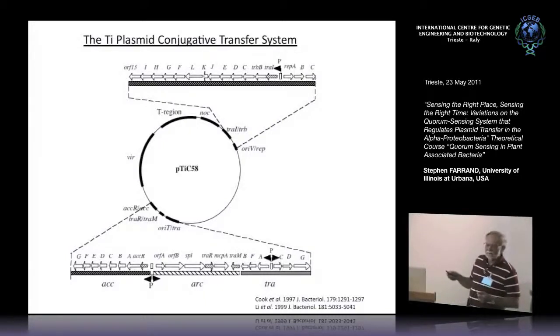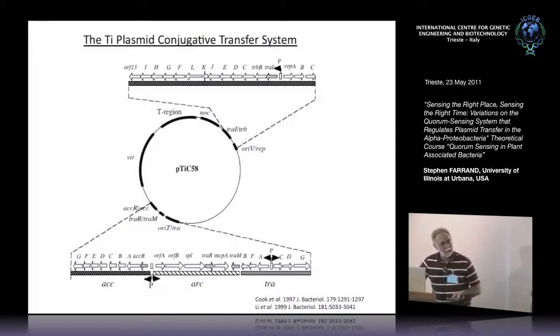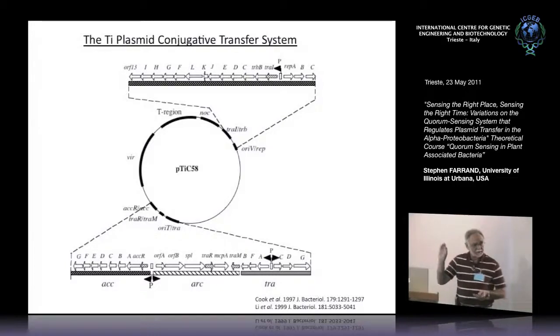And in addition, we have the mating bridge. We have the type 4 secretion system, and that's coded for by an independent operon that's located usually elsewhere on the Ti plasmid up here. All right, so that's what the conjugative transfer system of this type looks like on these kinds of plasmids.